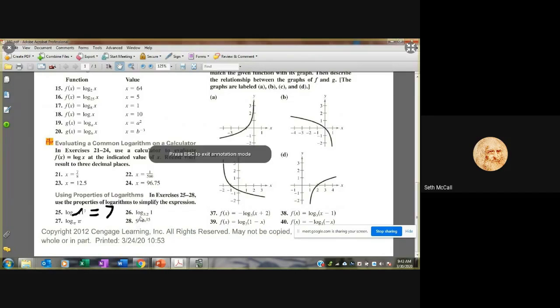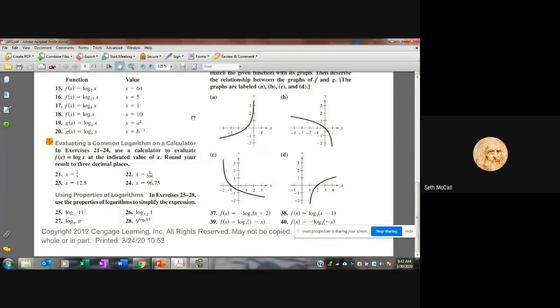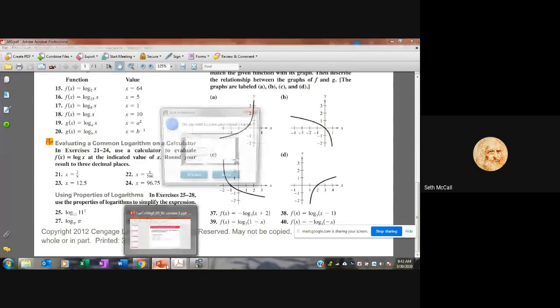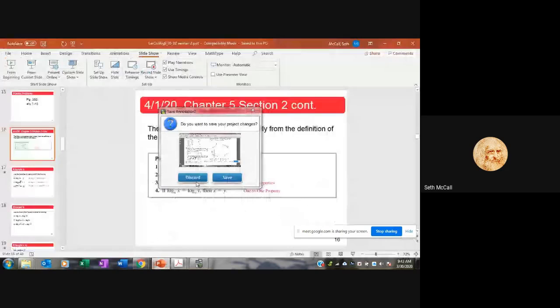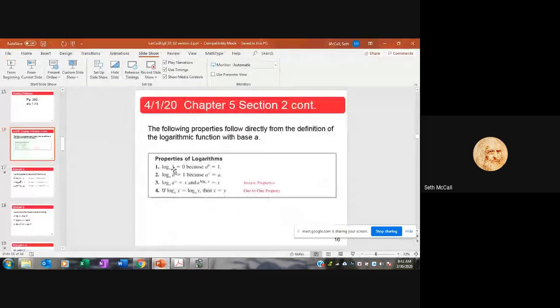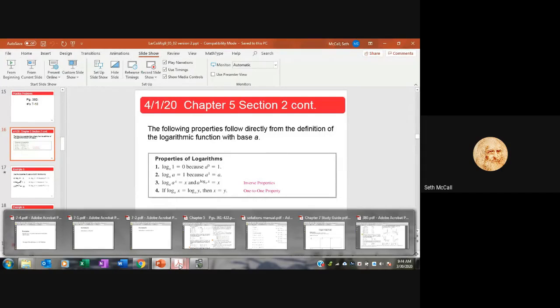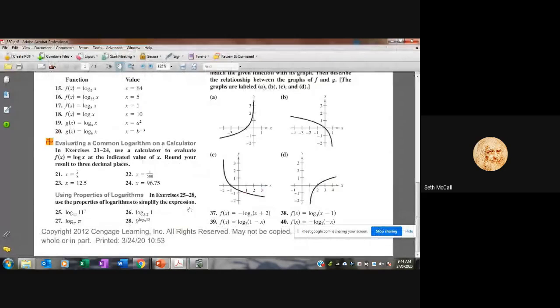Okay, number 26, you can see it's log base 3.2 of 1. Flipping back to our rules again. Anytime you have log of 1, no matter what the base is, you can see it's base a there, the answer is 0. Therefore, looking at number 26, this entire problem turns into 0.